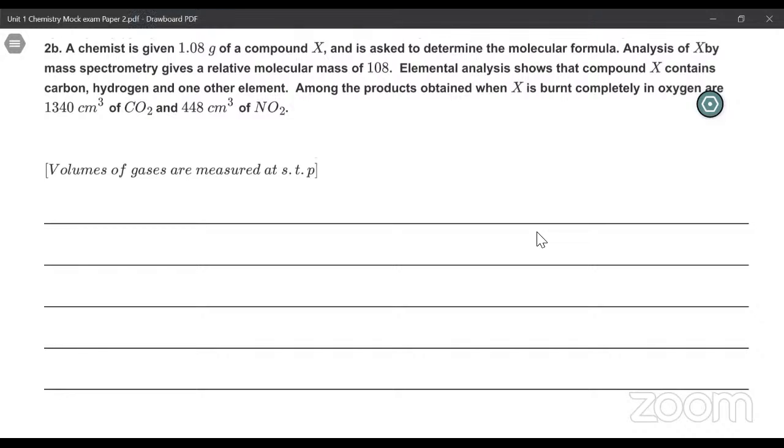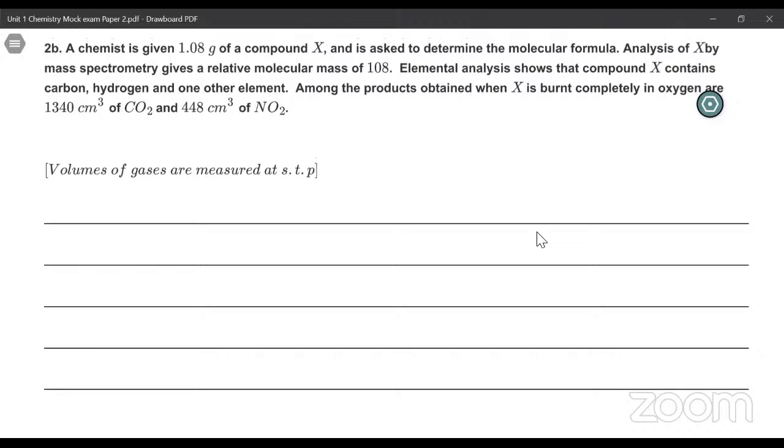All right, so this is a CXC past paper. I don't remember the year though. Past paper question. I think it's one of the earlier years, either 2007 or 2006. Now, a chemist is given 1.08 grams of a compound X and is asked to determine the molecular formula. Now, analysis of X by mass spectrometry gives a relative molecular mass of 108. Now, elemental analysis shows that the compound contains carbon, hydrogen, and one other element, right?